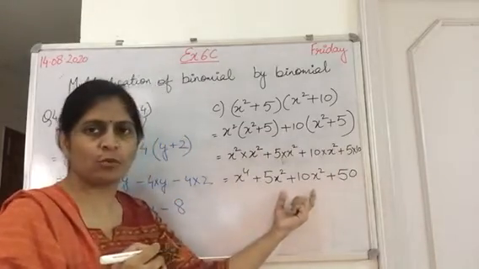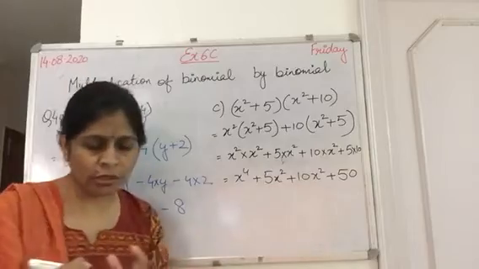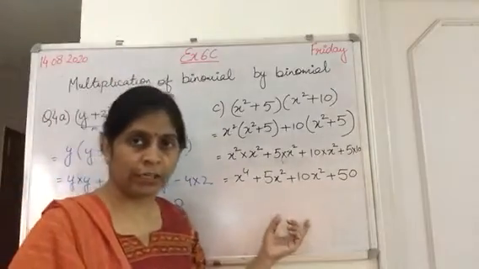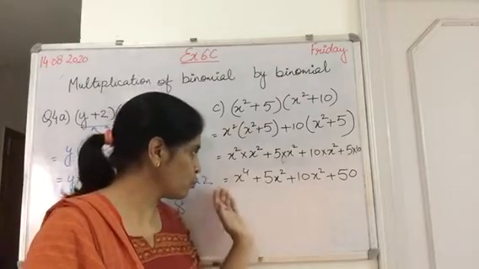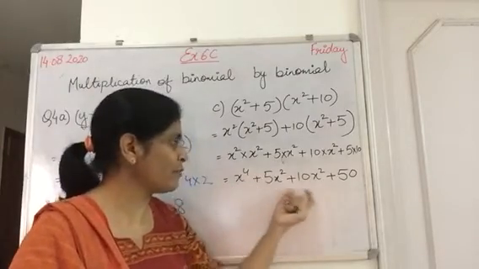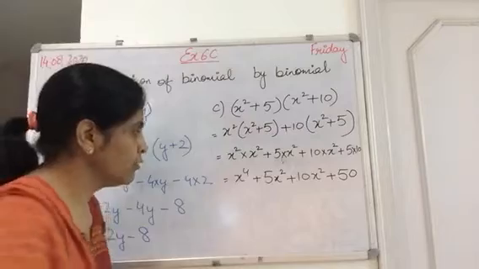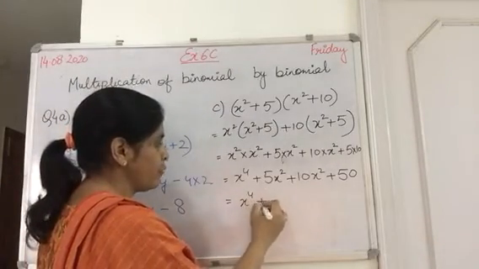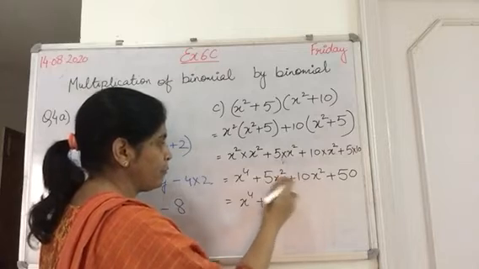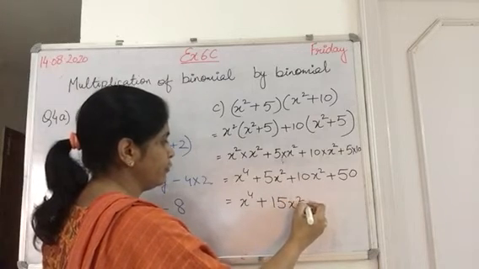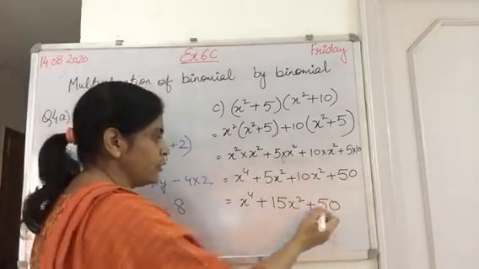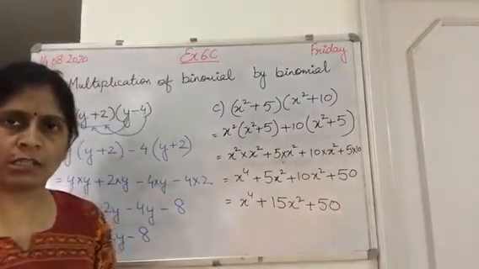Now you can see these two are like terms. Students, it is not necessary that every time you will get like terms. Sometimes you will get unlike terms also. But when you get the answer, just check whether you have any like terms or not. So these two are like terms. We simplify it. X raised to power 4, plus 5 plus 10 becomes 15, x square, plus 50. So this is the answer of it.